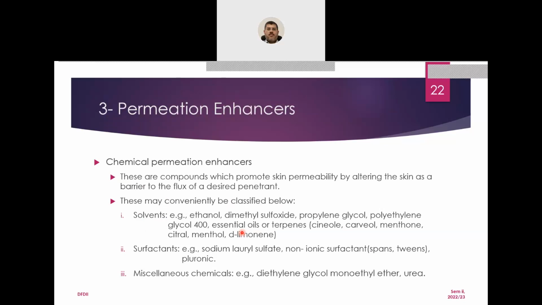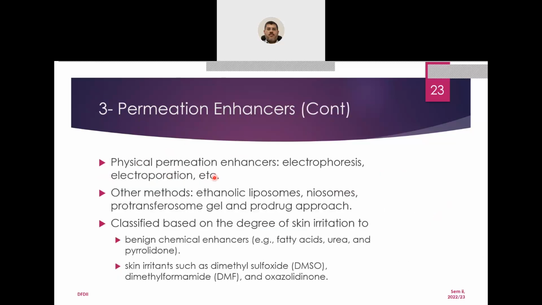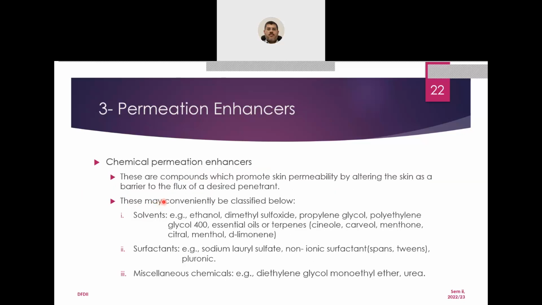The third component of these systems is the permeation enhancers. Permeation enhancers are usually classified into three classes: chemical permeation enhancers, physical permeation enhancers, techniques like electrophoresis, electroporation or iontophoresis, and other methods like nanocarriers. So we have mainly three types of permeation enhancers: physical, chemical, and nanocarriers.